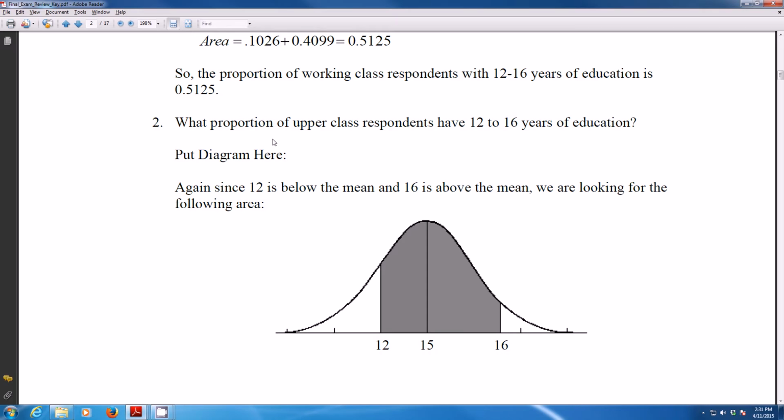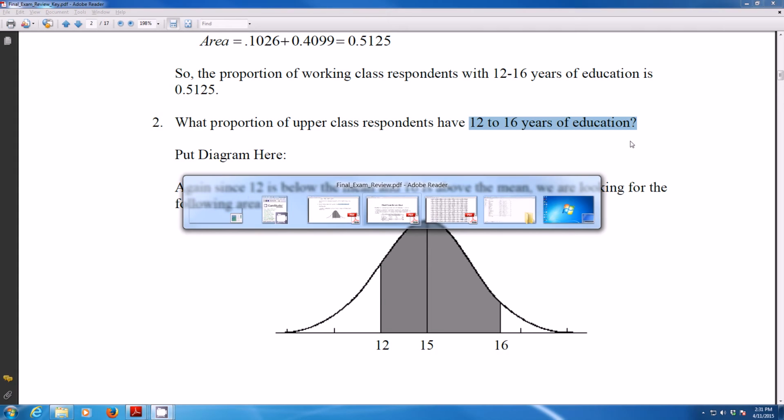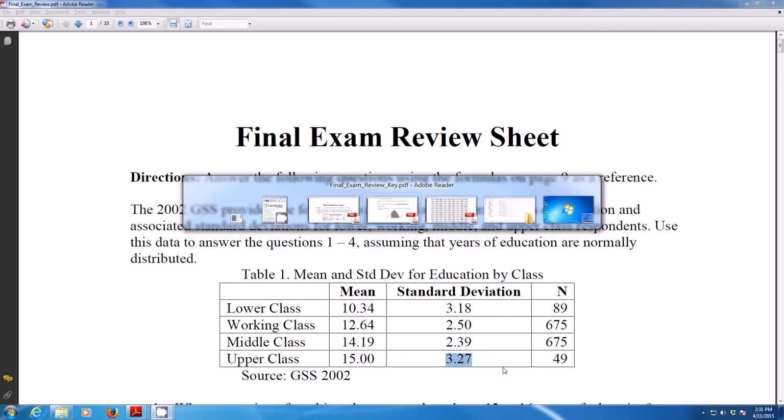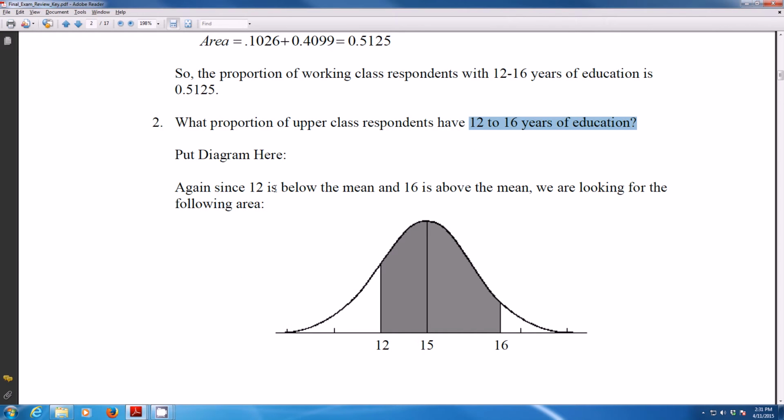For the second question, we want the proportion of the upper class respondents who have between 12 and 16 years of education. And so we see from our Table 1 that upper class respondents have 15 years of education on average, with a standard deviation of 3.27 years. So 15 is our average. That means we're looking for an area below the mean, because 12 is below the mean, and an area above the mean, because 16 is above the mean.